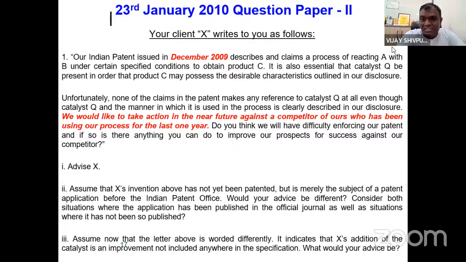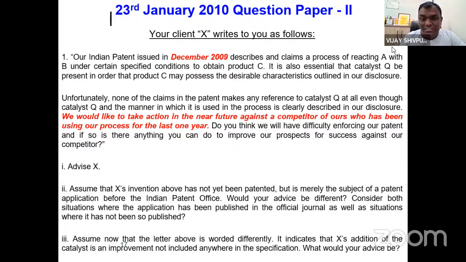So there are 3 questions in this. This is the entire 10-mark jackpot, I would say. If you know the concepts, you can get full 10 marks here. Advise X. Firstly, as a patent agent, you are lucky that X is seeking advice from you. Assume that X's invention has not been patented yet, but is merely the subject of a patent application. So it's not granted, it's an application. Would your advice be different?